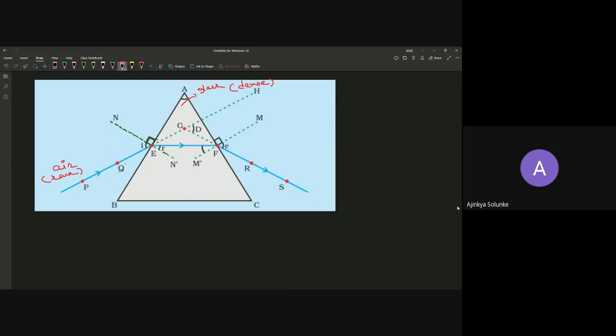So what is the initial refraction? It is traveling from rare to dense, so is the light bending away from the normal or towards the normal? Towards the normal. Initially, it should have gone in this direction, but as there is a prism in between, it is bending towards the normal, and this is the line we have received.